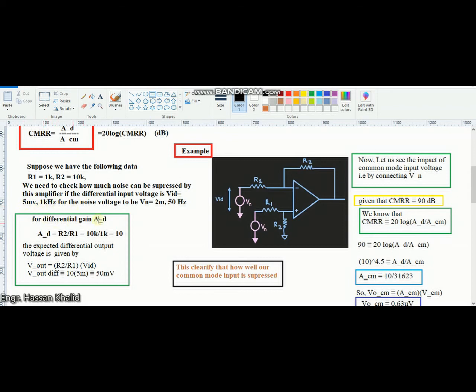Okay, so what will be the differential gain AD? From this circuit, that's very simple: AD is actually the ratio R2 over R1, that is the ratio of the feedback to the input resistance, which makes it 10. And the expected differential output voltage for this given gain and the given differential voltage, V1 minus V2, we can find by placing the values of R2 over R1 times the differential voltage.